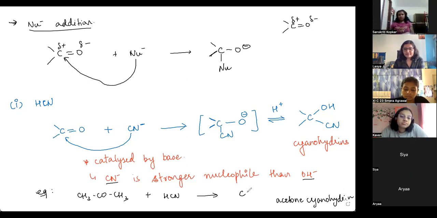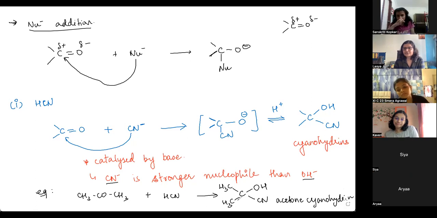So you're going to have a central carbon atom. These two CH3s will be retained as they are. You get OH, the double bond becomes a single bond, and CN gets attached to the carbon. This is the structure. Why did we pick this as an example?